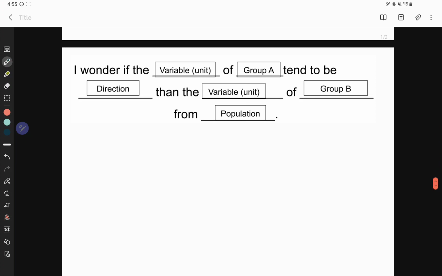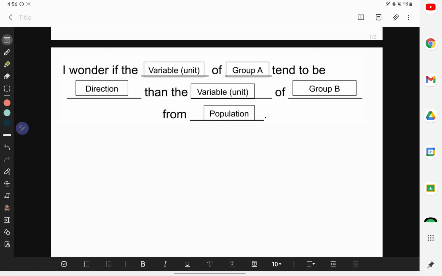So here we go. Let's have a look at this one. Now, I wonder if the something of group A. Okay, so let's try this route. Let's say I am writing this up, right? So I would say problem, and that'll be my title, my heading. And then I'm going to say, I wonder if, and the variable I want to choose, I want to write in the thing that I'm comparing. And I think we just decided upon weight, so I'm going to say weight.